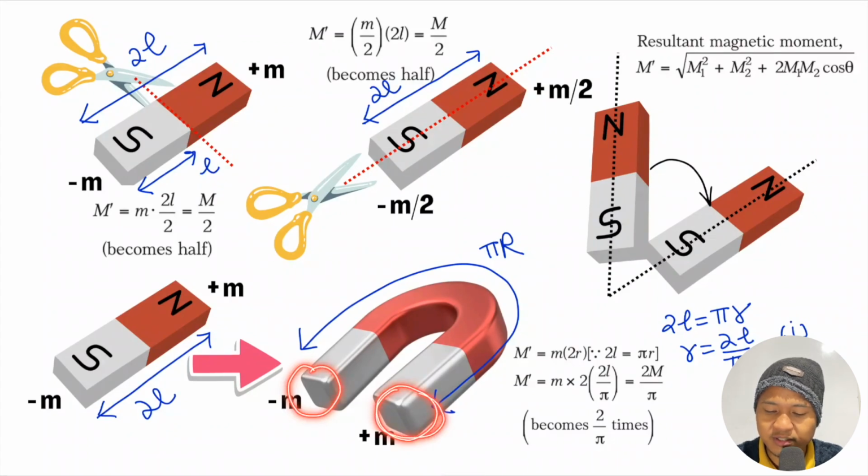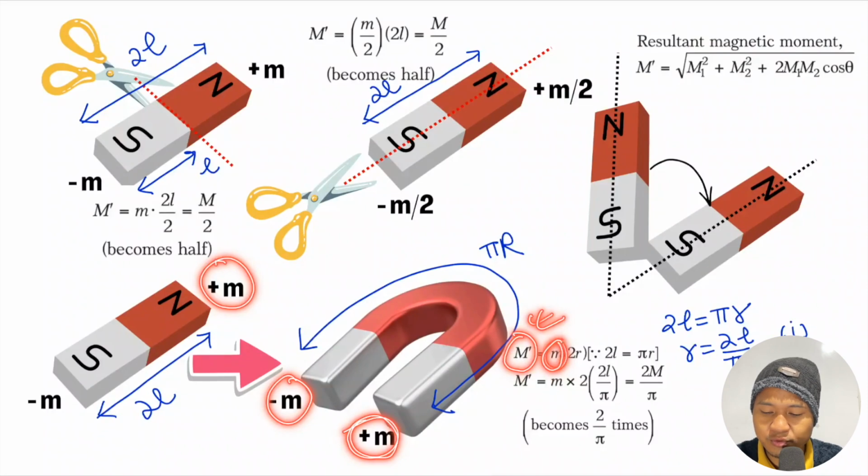If I want to find out the magnetic dipole moment, it is pole strength into length, that is, the shortest distance. Here this is 2 into r, since it is a semicircle, which means it is the diameter, that is, 2 times radius. So that is what we write here. So the magnetic dipole moment will be, if you bend, the pole strength remains the same.